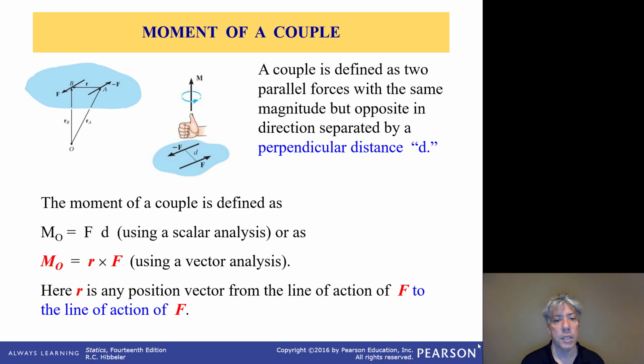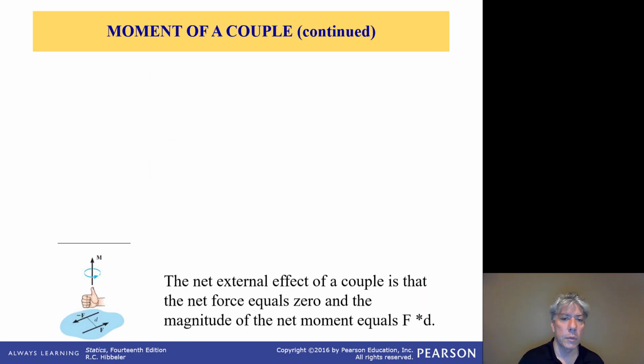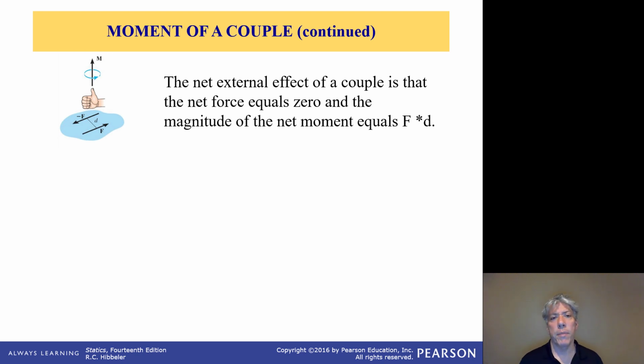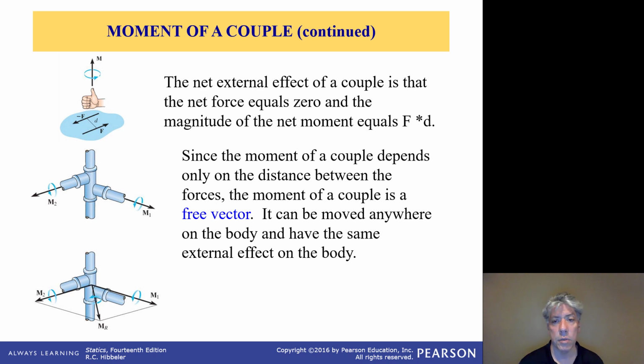So you can take an R cross F, where R is any position vector from the line of action of one force to the line of action of the other force. That will always work because the cross product takes care of any pieces that don't provide a torque or a moment. An interesting thing about a force couple like this is that the net effect of the force is just a couple. There's no force effect because the forces cancel out and all you end up with is a moment, which is the force times the separation distance, d.